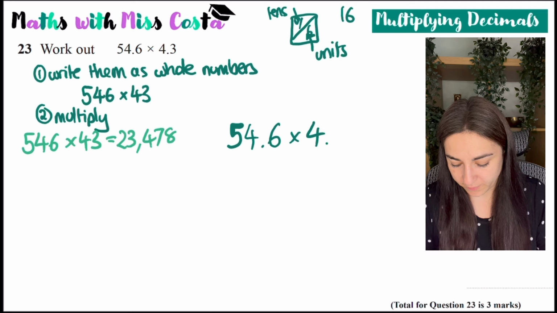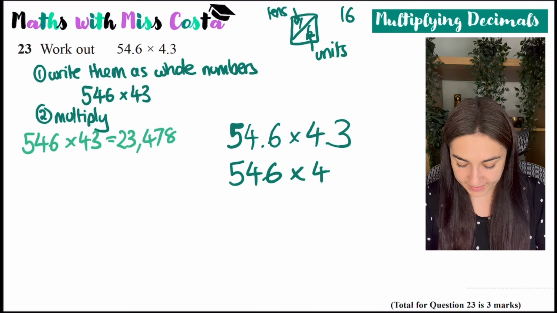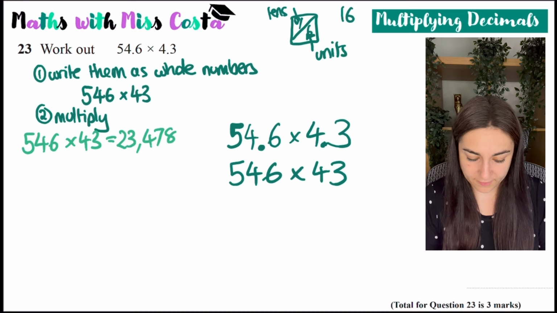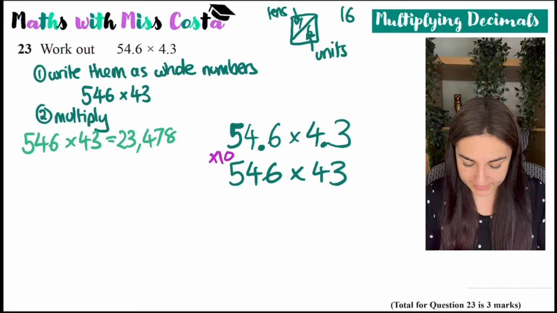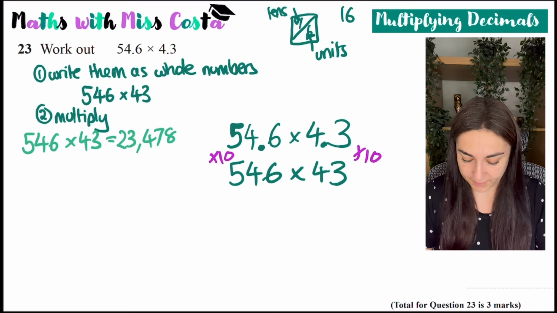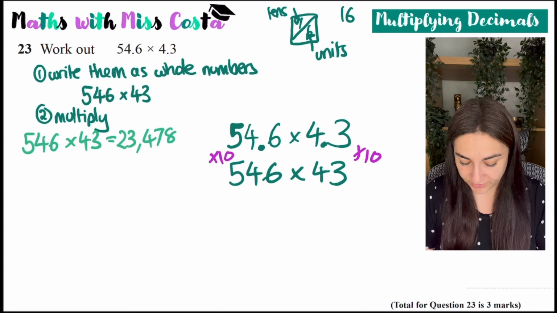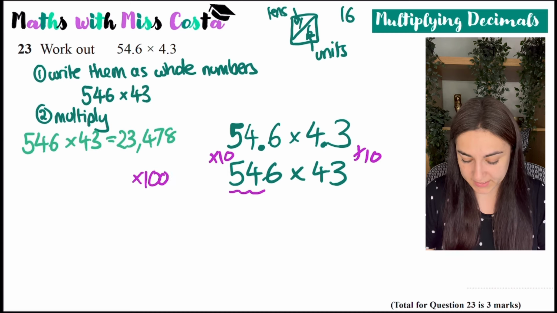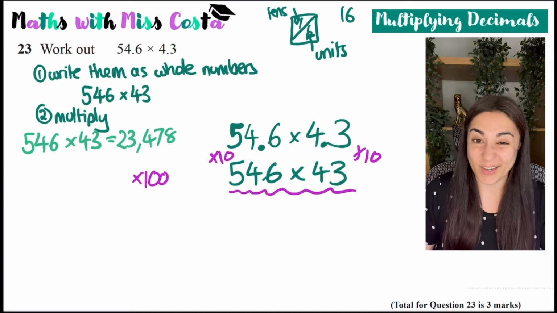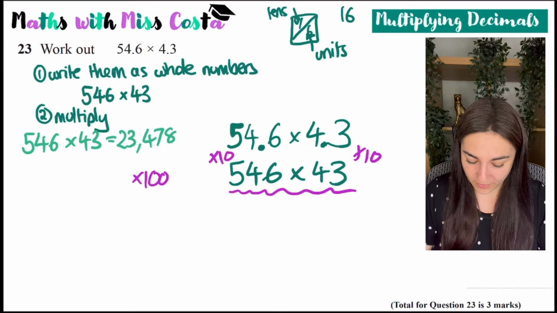Now, the reason I can use my little trick is because 54.6 times 4.3, what have I done to turn that into whole numbers? I've multiplied 54.6 by 10 to turn it into 546, and I've multiplied this by 10 as well. So in total, I've multiplied this calculation by 100 in order to turn it into this calculation. So then I need to divide by 100 to figure out my final answer.